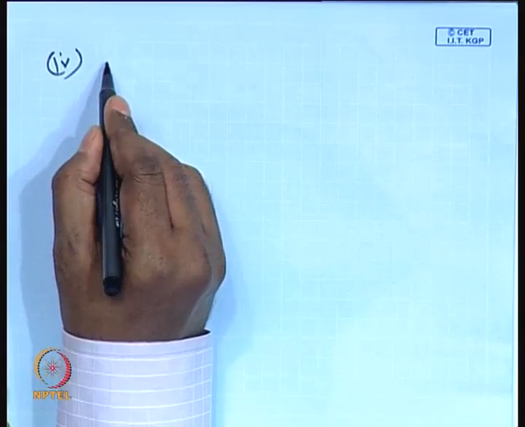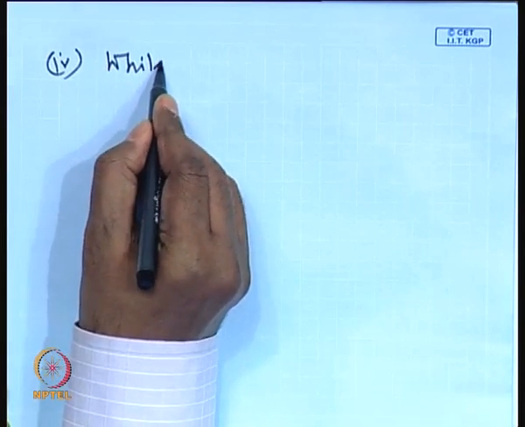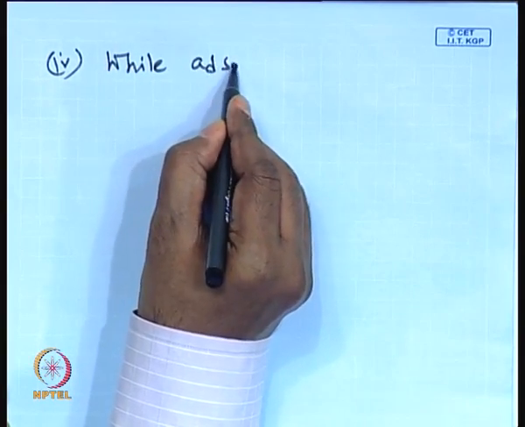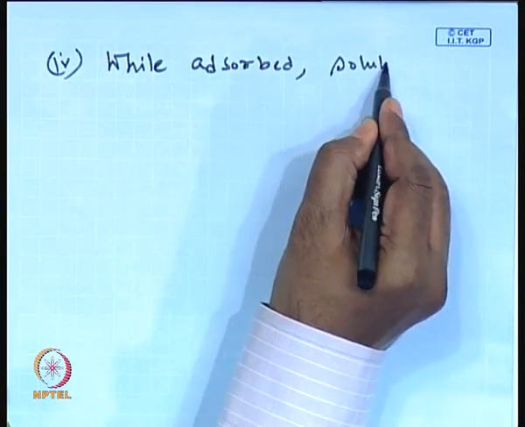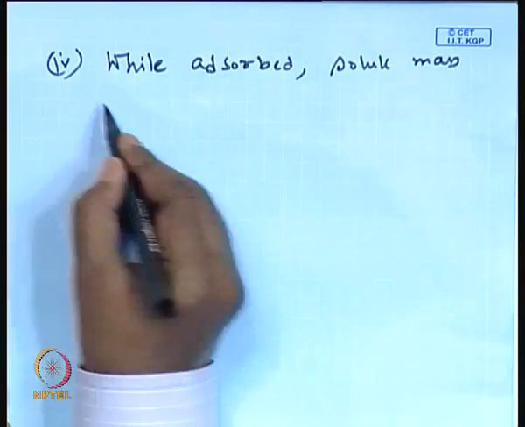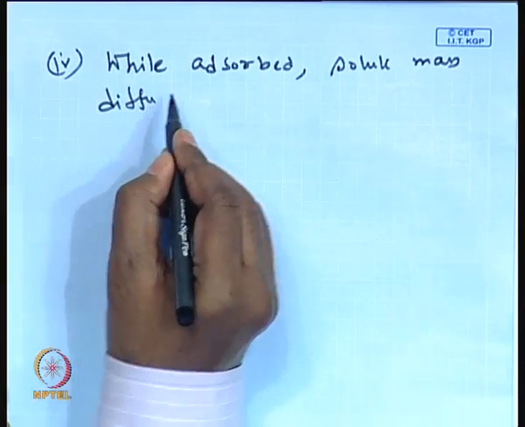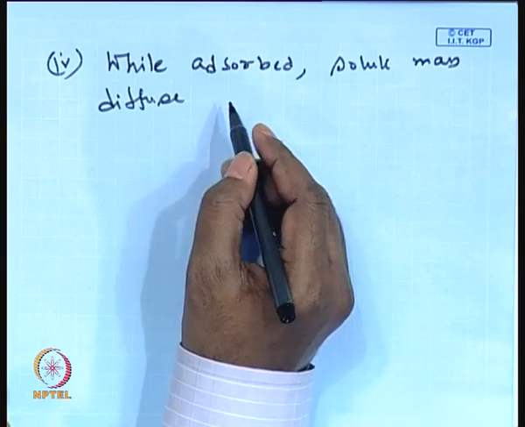Okay. So, the fourth process will be that while adsorbed, the solute may diffuse along the surface of the solid.